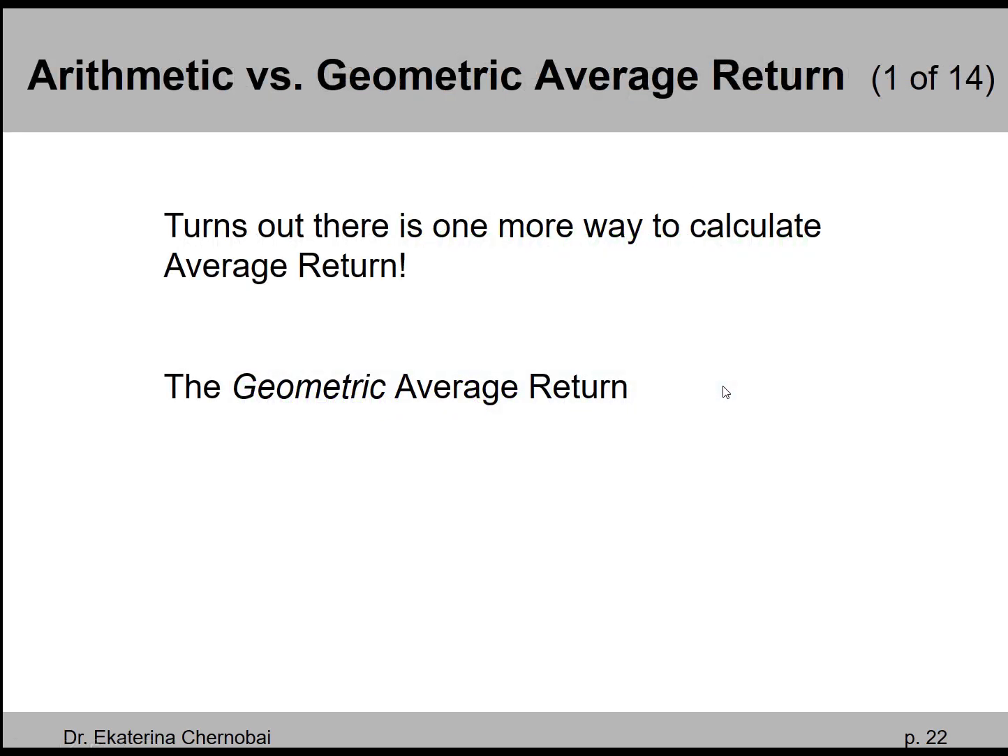Next, let's look at one more way the average annual return on stock investment could be calculated. This is known as the geometric average return. So there is the arithmetic average, the simple average, and the geometric average. What is the geometric average return?